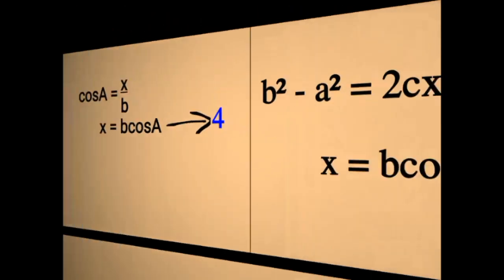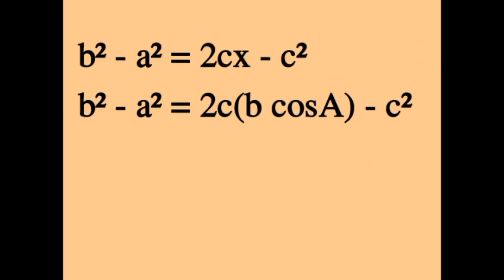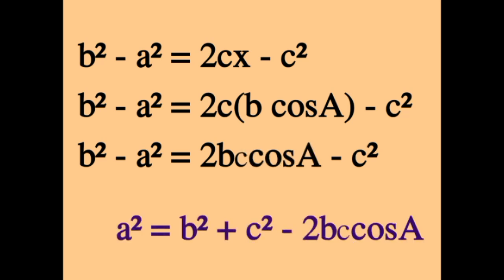Now we can combine the third and the fourth equations. Substituting b cos A instead of x gives us b squared minus a squared equals 2c times b cos A minus c squared. So b squared minus a squared equals 2bc cos A minus c squared. So a squared equals b squared plus c squared minus 2bc cos A.